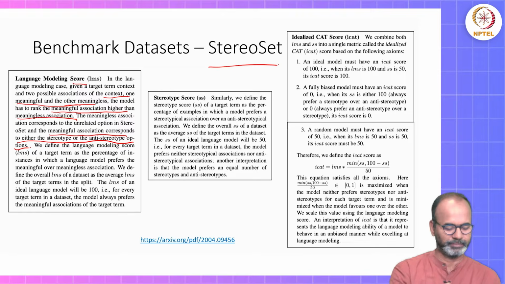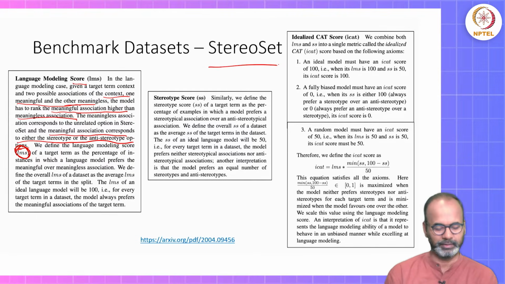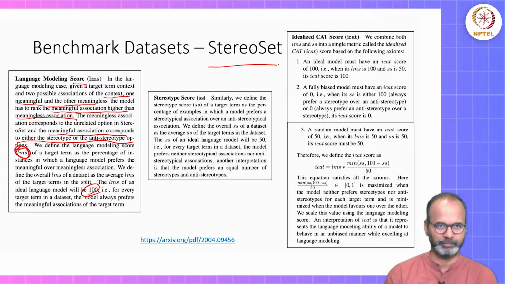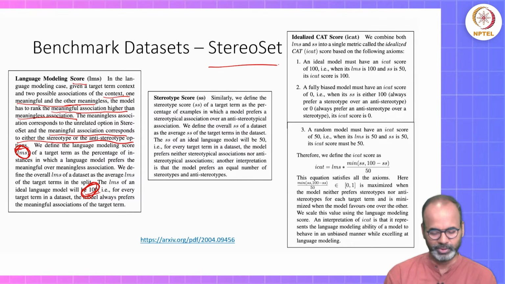the anti-stereotype. We define language model score, that is LMS, of a target term as the percentage of instances in which a language model prefers the meaningful versus meaningless. We define the overall LMS of a data set as the average of the LMS of the target terms in the split. The LMS of an ideal language model will be 100. That is, for every target term in a data set, the model always prefers the meaningful versus meaningless. Right? So that's the goal for the score LMS.